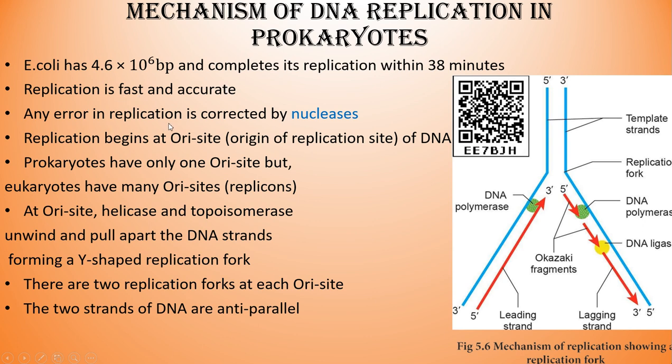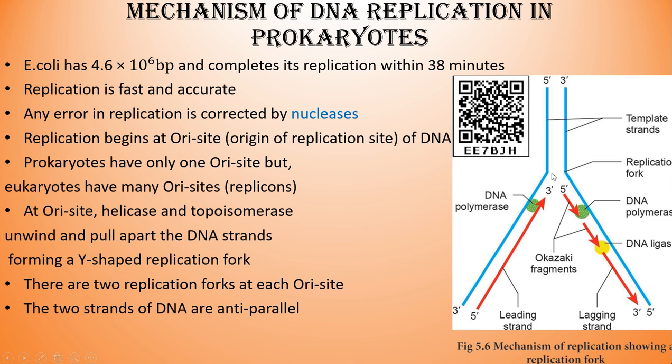Any error in the replication can be corrected. The repair of DNA replication errors is done by the enzyme called nuclease. Replication begins at a site called the ORI site, or origin of replication site of DNA. In prokaryotes, there is only one origin of replication site, but in eukaryotes, there are many origin of replication sites.